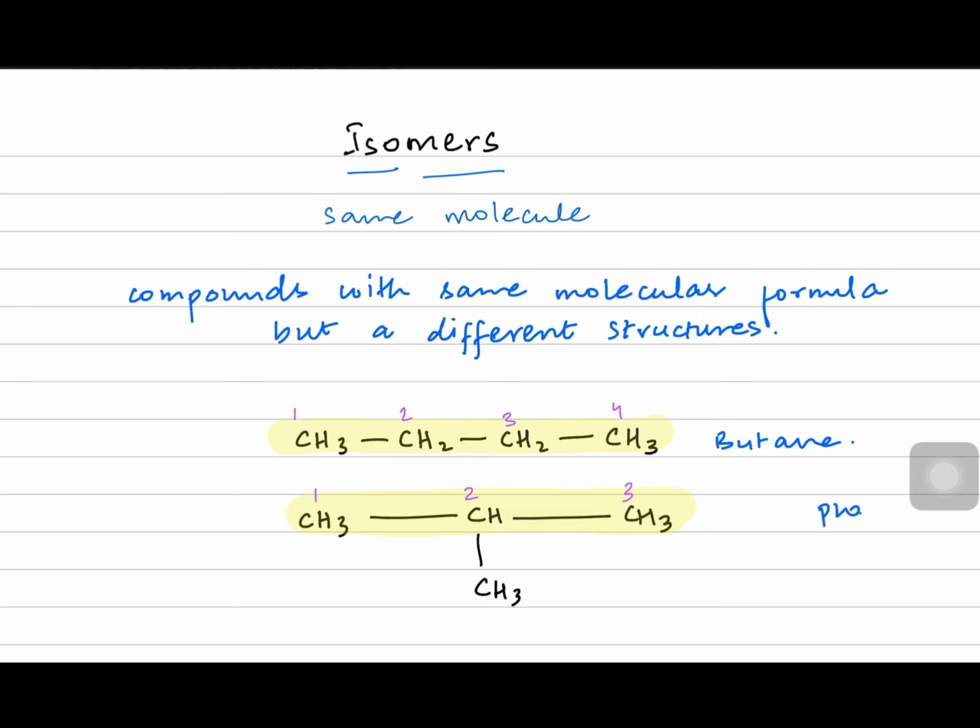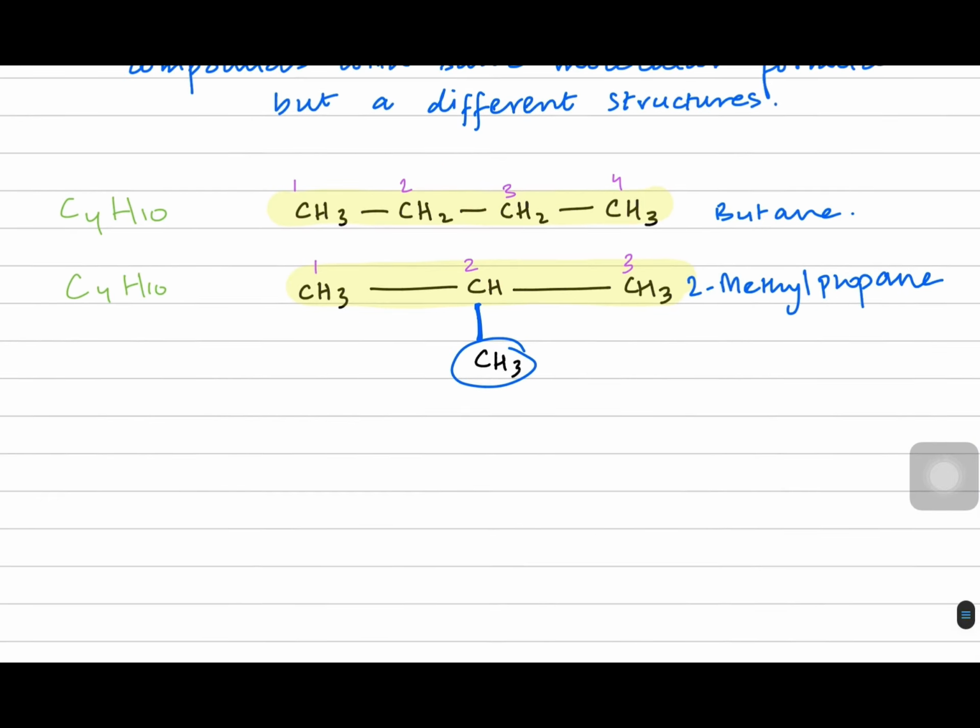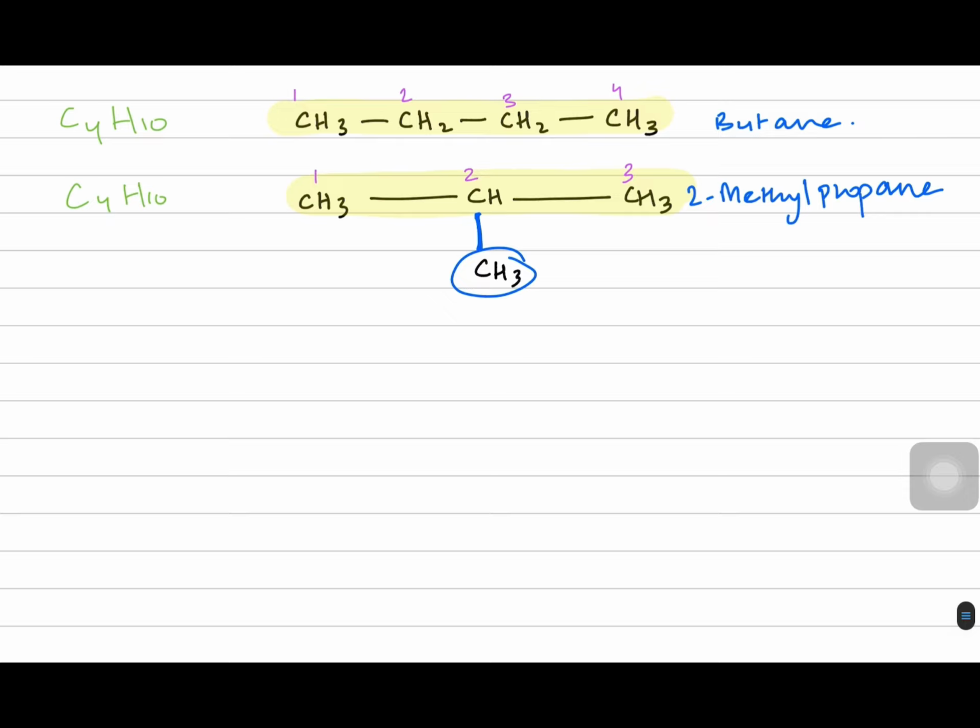That is true. But since there is a branch on carbon number 2, you will call it 2-methyl propane. So these two structures have different skeletal formula, different condensed formula, different displayed formula, but their number of atoms is the same. When you count it, it has 4 carbons and a total of 10 hydrogens. Same goes here.